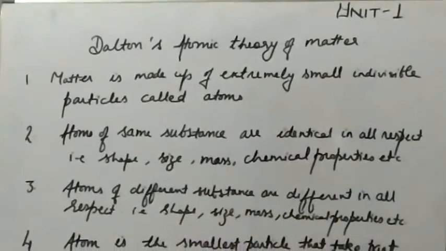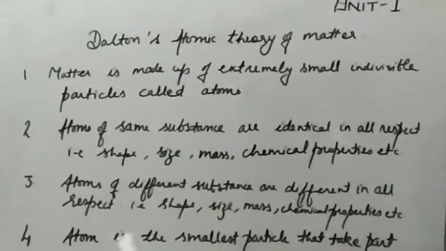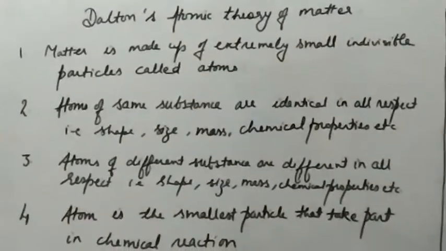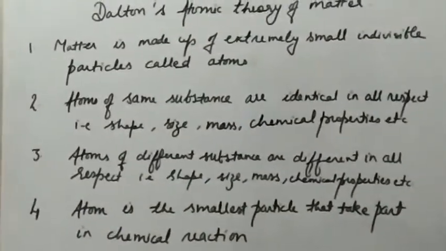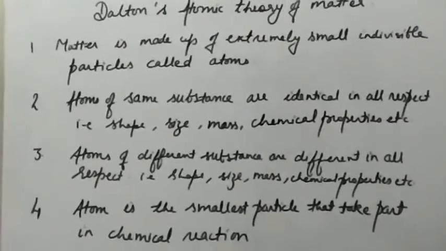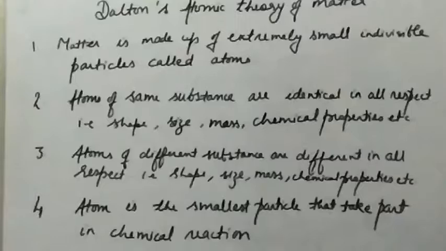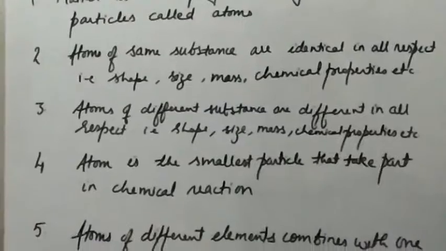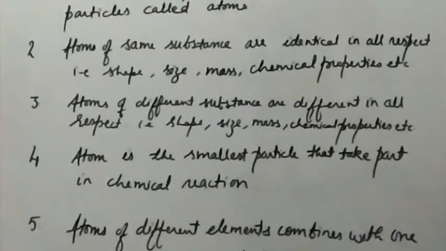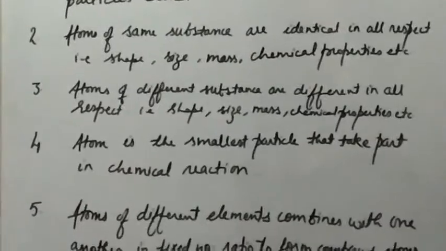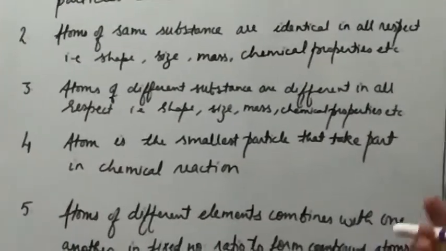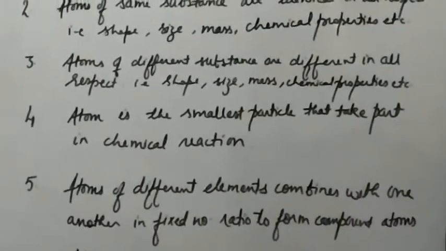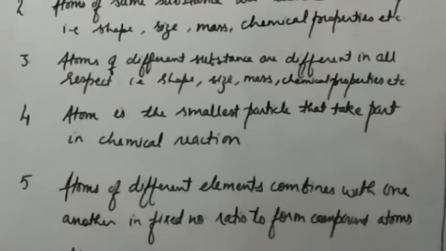The next point is that the atom is the smallest particle that takes part in a chemical reaction. Dalton studied that and concluded that whenever a chemical reaction takes place, the atom will be the smallest particle involved in it. For example, hydrogen gas and chlorine gas react to form the compound HCl. Here the reaction takes place at the atomic level. The hydrogen atom and the chlorine atom combine and chemically react with one another to form HCl.